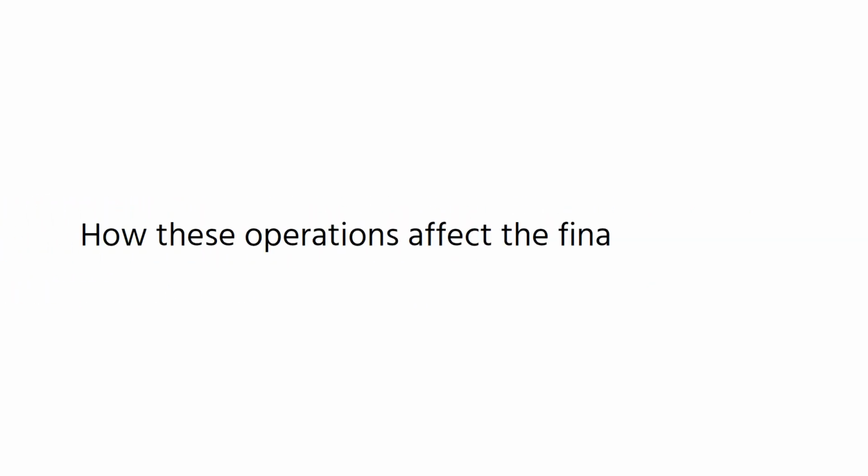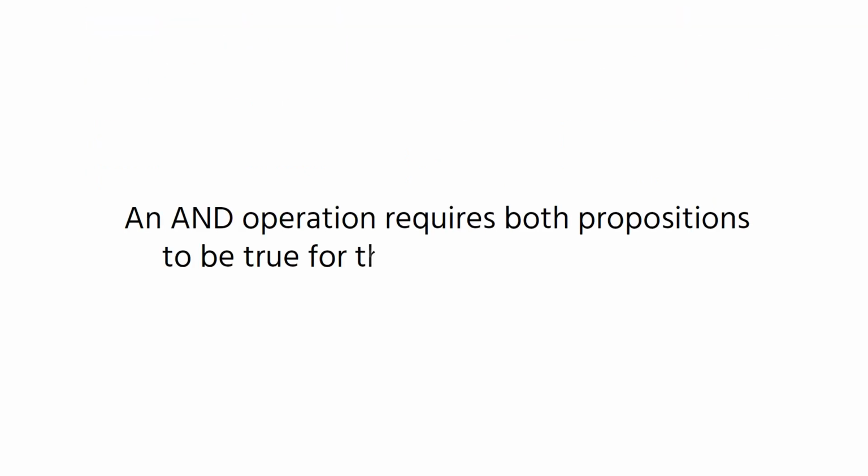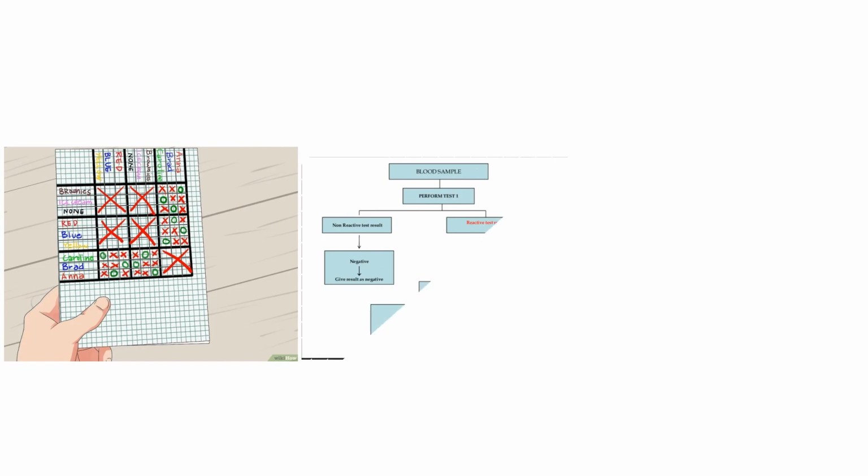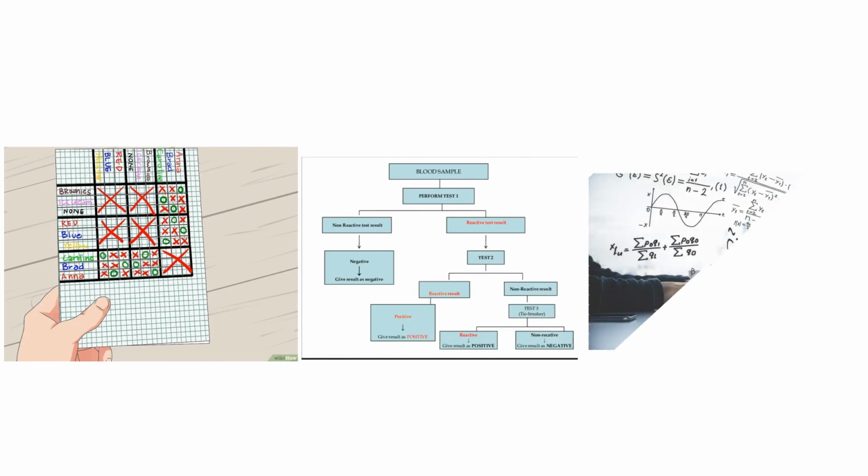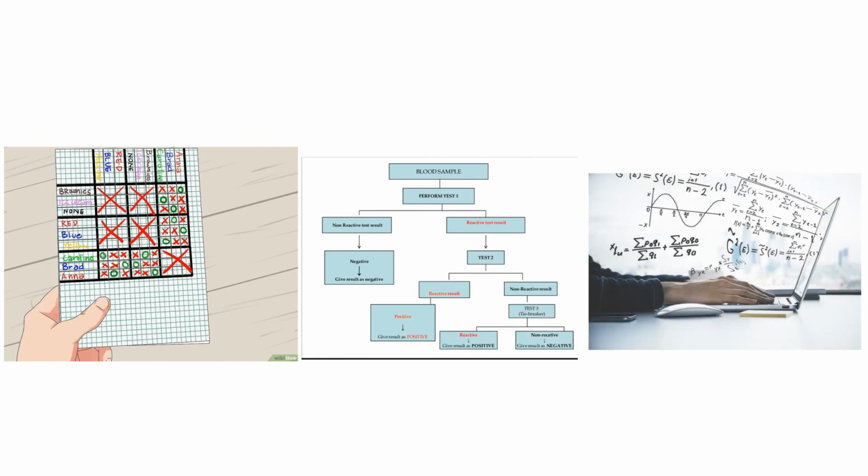The table highlights how these operations affect the final truth value, showing, for instance, that an AND operation requires both propositions to be true for the output to be true. In contrast, an OR operation only requires one. Logic tables are essential tools for solving logical puzzles, testing algorithmic conditions, and verifying mathematical proofs, enabling clear visualization of logical processes and revealing the systematic structure underlying complex statements.